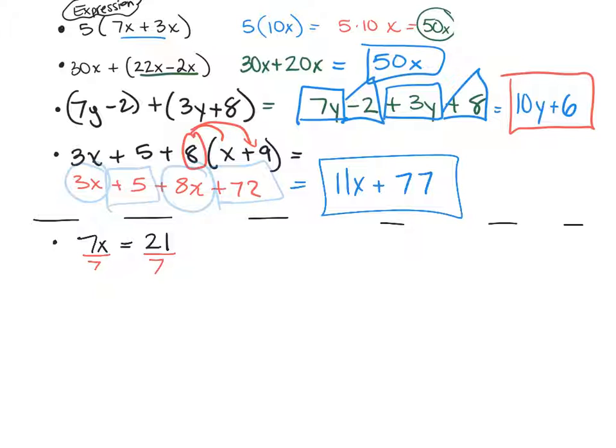This is how I would like to see your work, just to see that you are understanding the idea of undoing what's being done. And when you divide that, you get x is equal to 3, because 7 divided by 7 is 1, and then 21 divided by 7 is 3. That's the work, that's the answer. That's 2 points right there. That is a one-step equation.